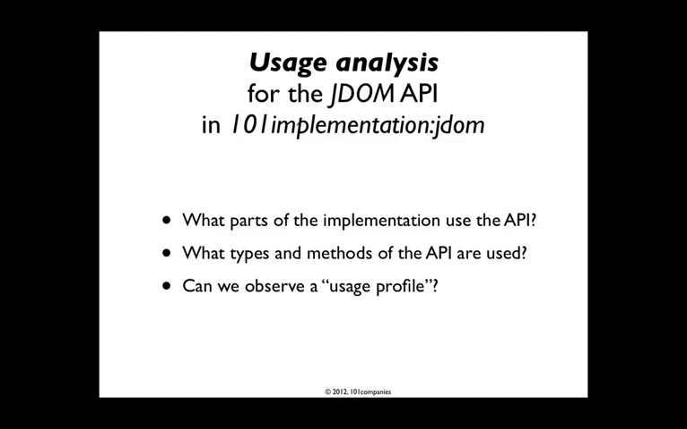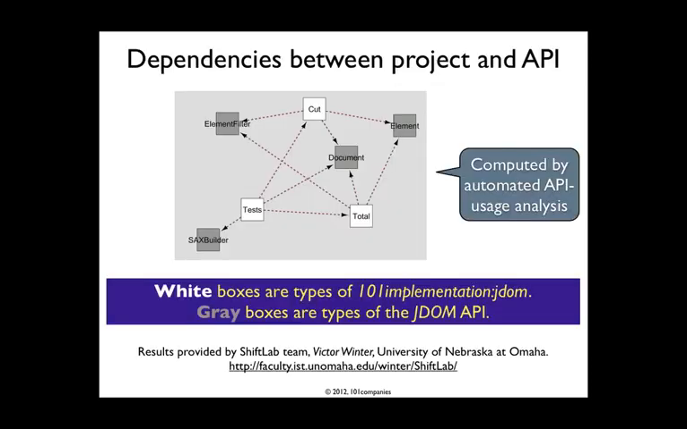So now we want to indeed perform API usage analysis for this implementation relative to the JDOM API. That is, we want to know what parts of the implementation use the API. So we have several classes. Which of these classes use the JDOM API? We also want to know what types and methods of the API are used, right? So the JDOM API is a pretty big API. So we want to know precisely what types and methods of the API are used. And then if you look at this situation, perhaps we can observe some sort of usage profile in terms of how that implementation uses that API.